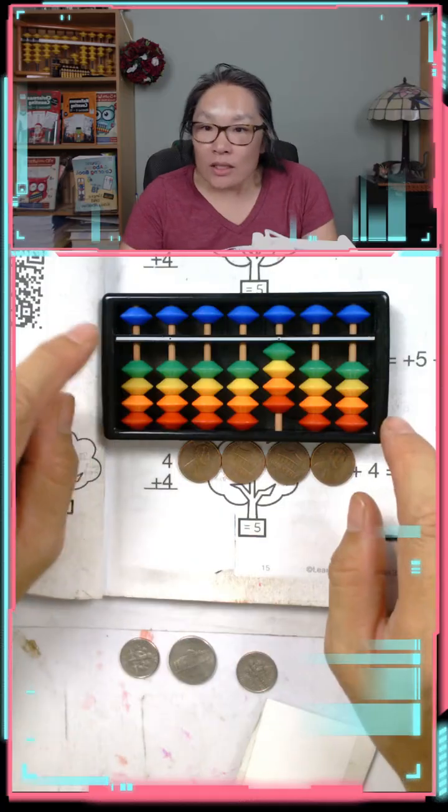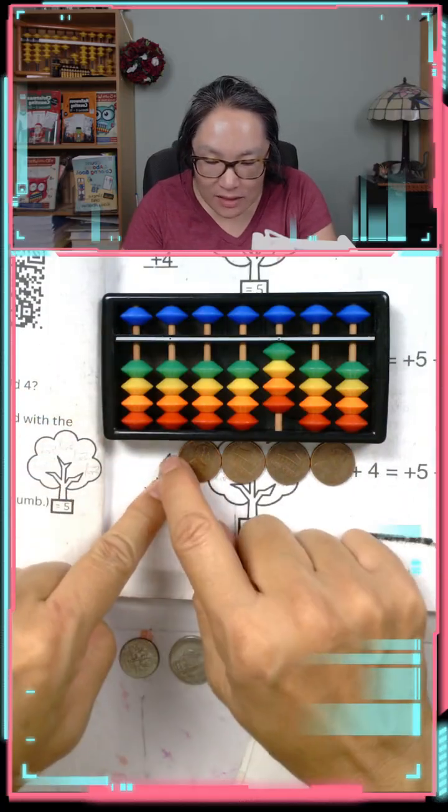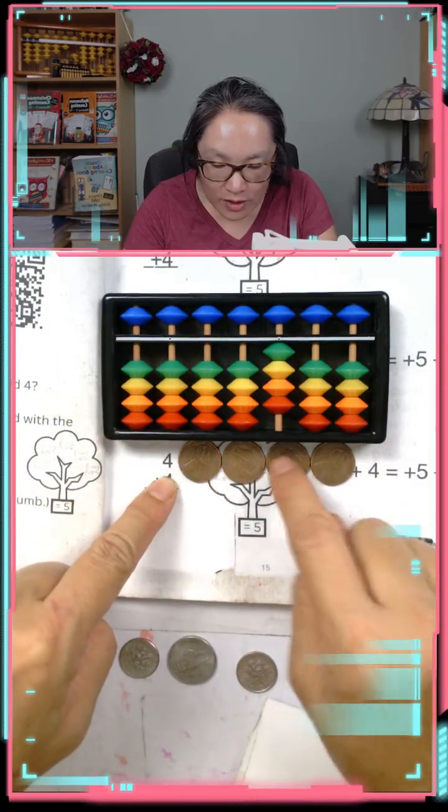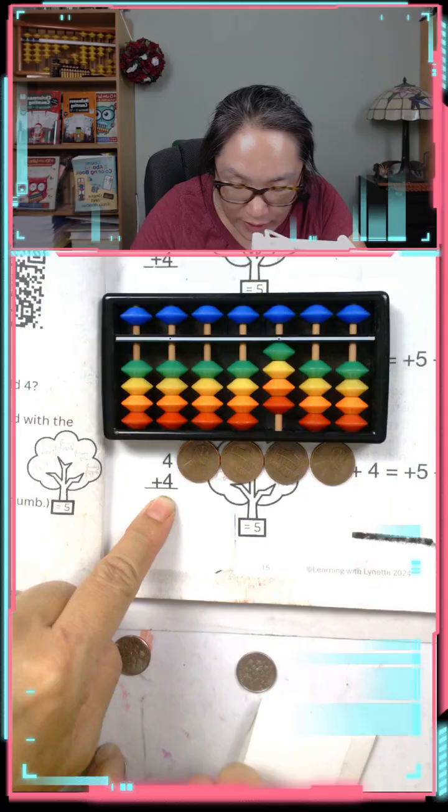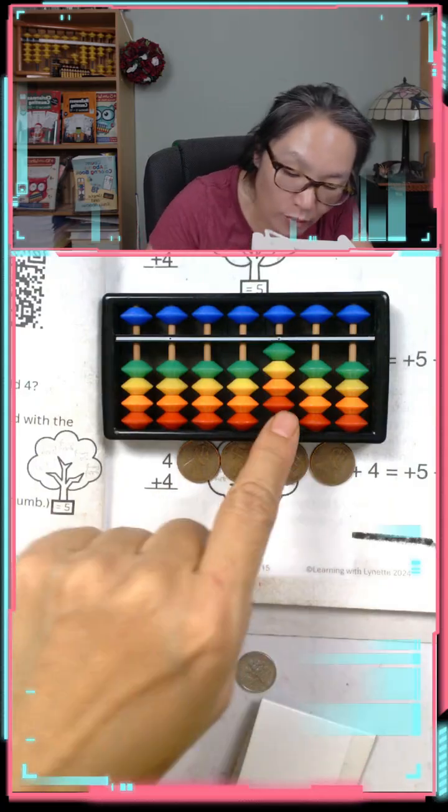All right. So we have 4 on the abacus. This is the 4. 1, 2, 3, 4. Now what are we going to do? We have to add another 4. To add another 4, we don't have any more room. We have no more room to add another 4.